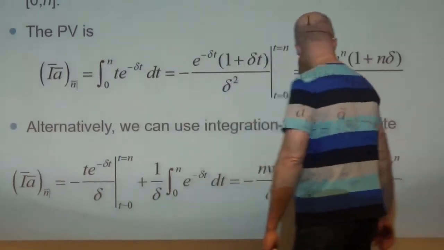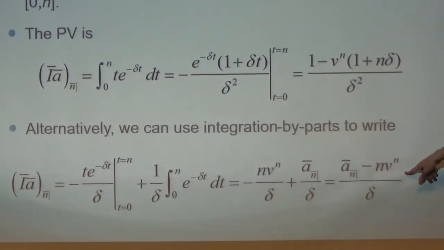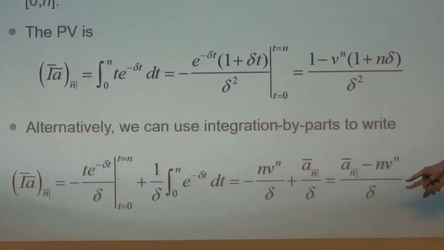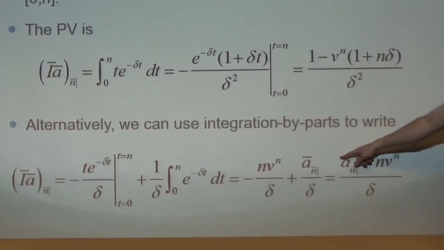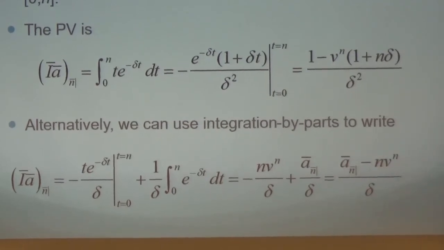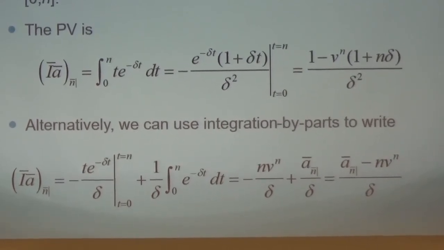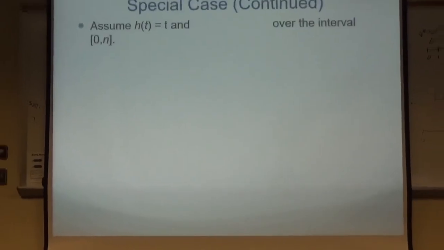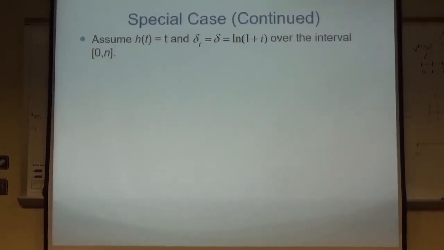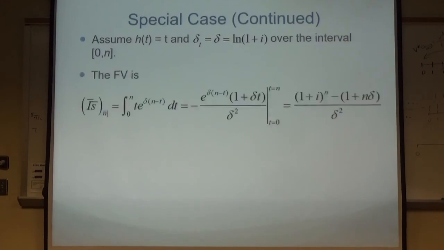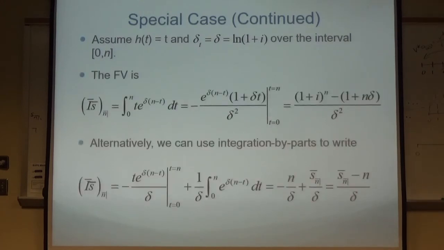This is the more common way to remember it, by the way, if you do want to try to remember it. Though notice you've got an a-angle-n bar in there, so you'd also have to figure out 1 minus v to the n over delta to figure out what this is. Lots and lots of formulas. I think there are 3 more slides here. What about the future value? These are the formulas. This is the more common one to use.